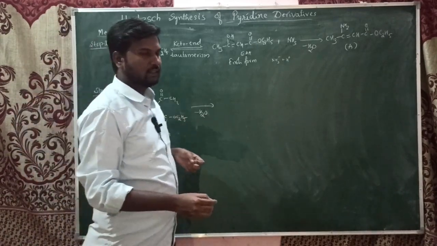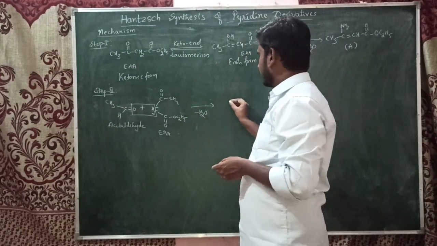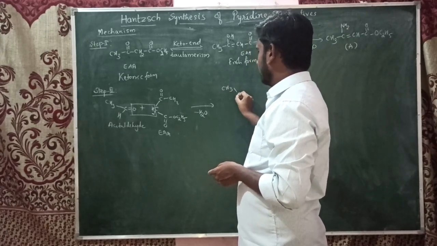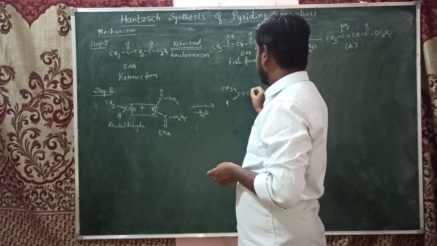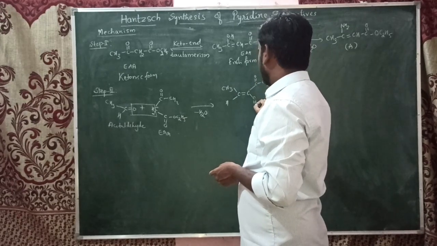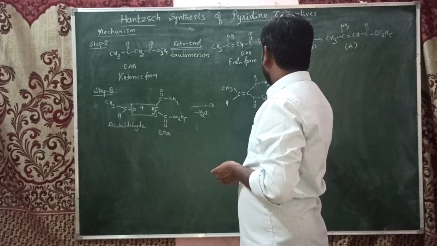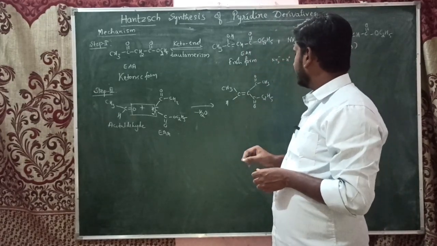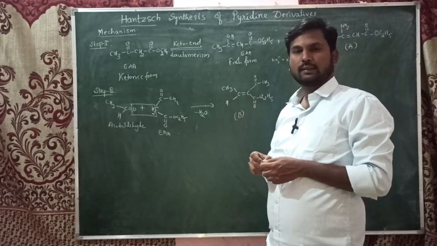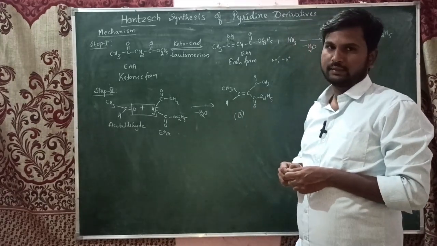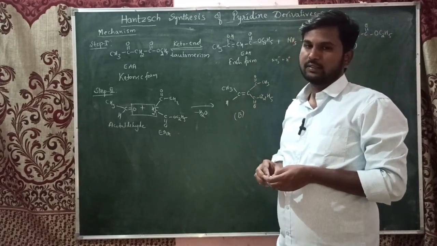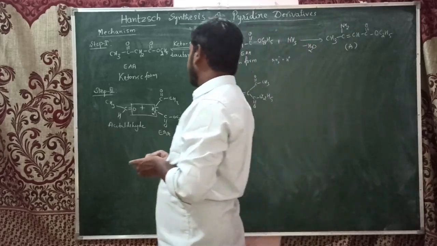So now both will get condensed. Let me write that compound: CH3 CH double bond C, COCH3, COOC2H5. This condensation product, let me write it as B. So now A and B will react, and it is going to form the products.